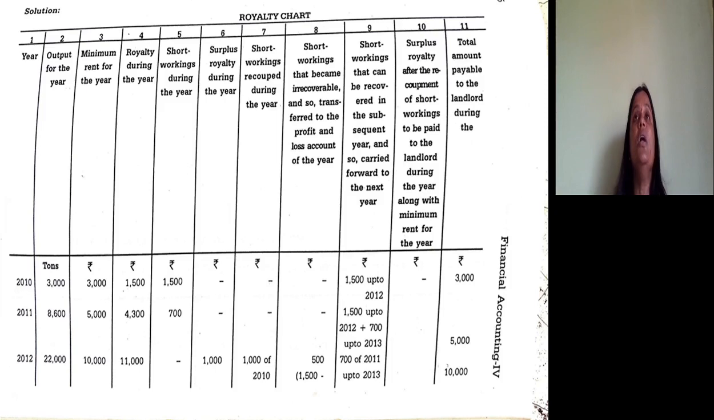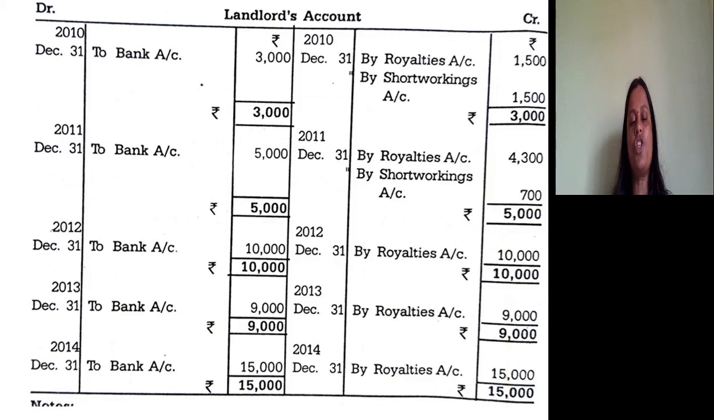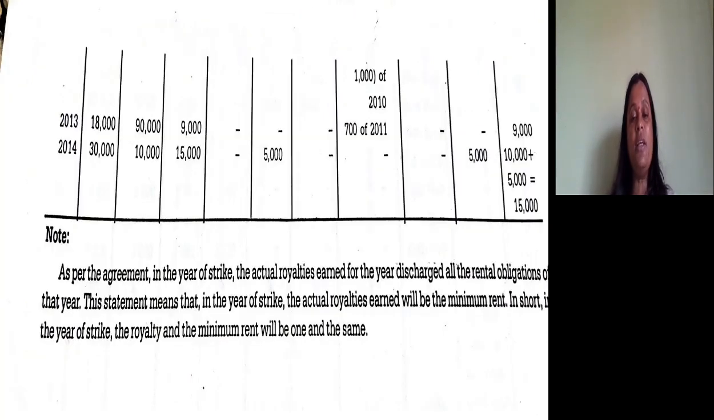So when we prepare accounts, the question is, what are the important accounts to be prepared in the books of lessee? In the books of lessee, we have to prepare royalties account, short working account, and landlord account. Landlord here means lessor. If the name of the lessor is not given, you have to write it as lessor account, otherwise a landlord account. These are the three important accounts to be prepared in the books of lessee. In the books of lessor, we have to prepare royalty receivable account, short working allowable account, and lessee's account. Anyway, it is in the books of lessee that we are preparing now.